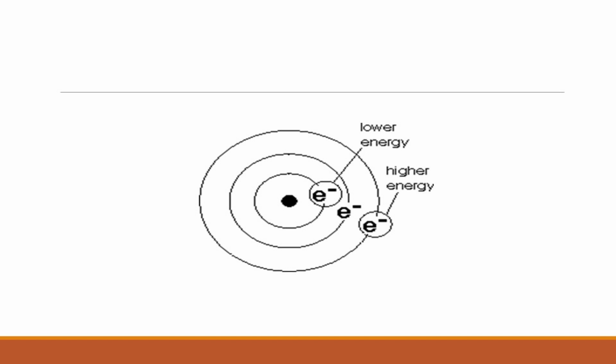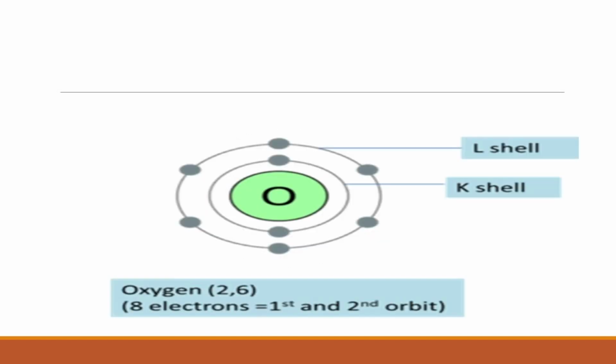Let me explain all these concepts with an example. Let us take the oxygen element. Here, the oxygen element has 8 electrons. The first shell can accommodate only 2 electrons, and the remaining 6 electrons are accommodated in the second shell, that is the L shell. So the electronic configuration of oxygen is 2, 6.